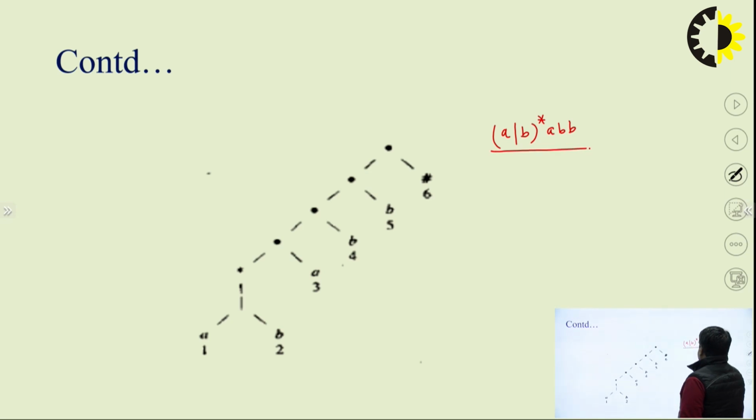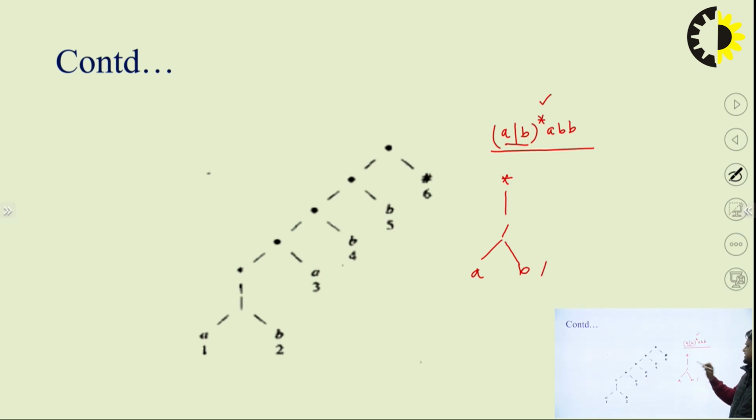Whenever we convert it into the syntax tree, higher precedence is given to the brackets first. The symbols will always be at the leaves and the operators are the interior nodes. So a, then b, and the operator will be the union. After that, the next precedence is for the Kleene closure, which will be performed. The Kleene closure operation has a single child.